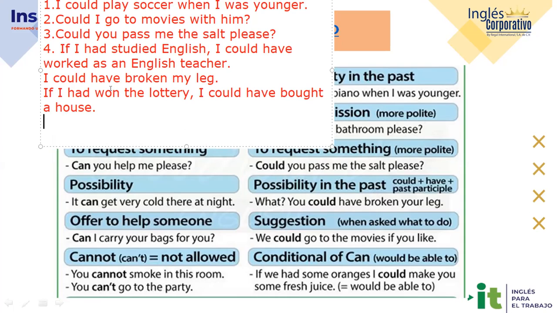And let's see, the next one. So we conclude with this one, number 5. In number 4 we covered possibility in the past with the conditional. Let me check. If we have some oranges. Ah, okay, we'll see that one next. Okay, five. Suggestion when asked what to do. Cuando se pregunta qué hacer. We could go to the movies if you like. Okay.